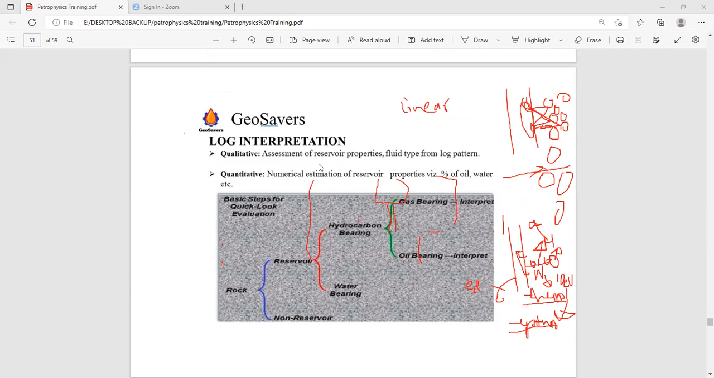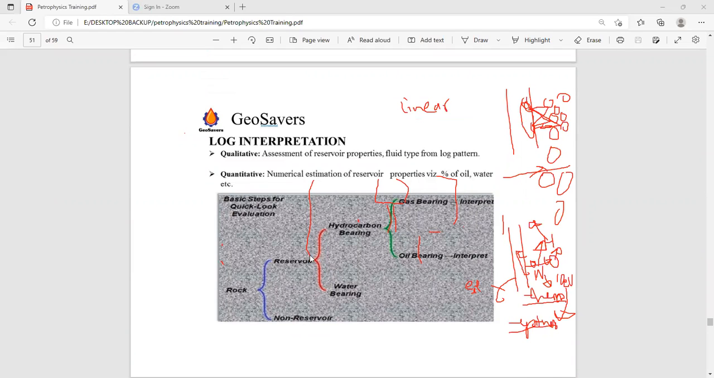The first step, this diagram is self-explanatory. These are the basic steps for quick look evaluation. The first thing is your lithology track, which has the gamma ray, the caliper, and the spontaneous potential. It differentiates between what is a reservoir and what is a non-reservoir. That is the lithology track that I've already talked about, and that's the job of gamma ray.